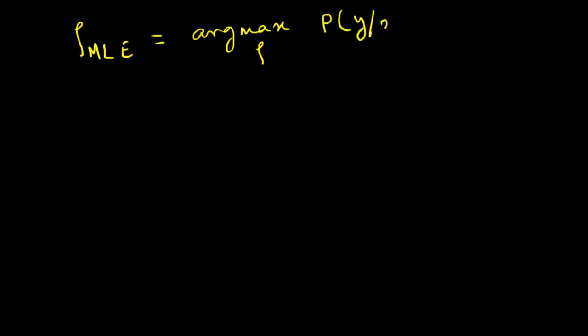So our rho MLE is equal to argmax over rho of the probability of y given x comma rho, and because there are many training data points and we assume that all of them are independent, so in naive ways we assume that the parameter values are independent.